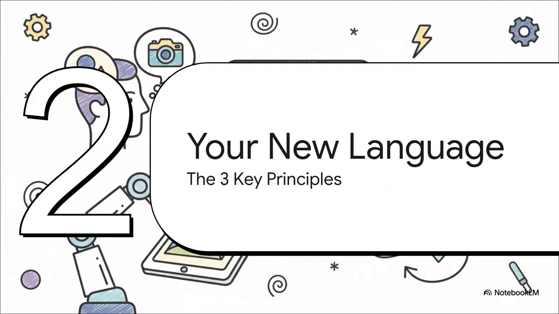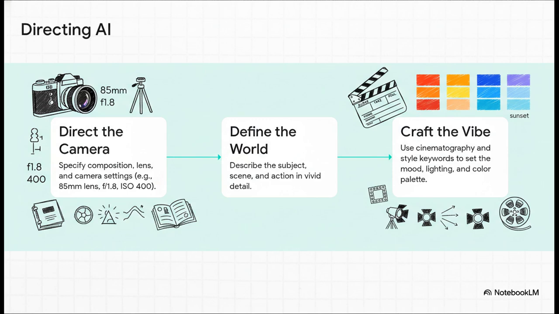Okay, so we've taken apart these professional blueprints. Now, how can you start using this? It really all comes down to 3 key principles. Think of this as your new creative language for talking to AI. First up, direct the camera. You've got to think like a photographer. Get specific about the composition, the type of lens, like an 85mm for a great portrait, even the camera settings.